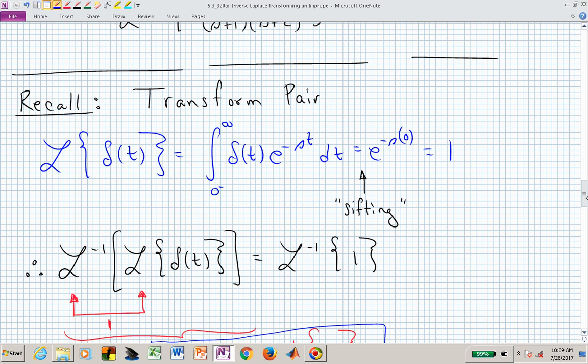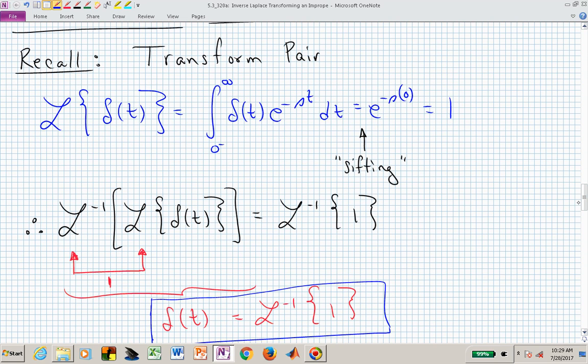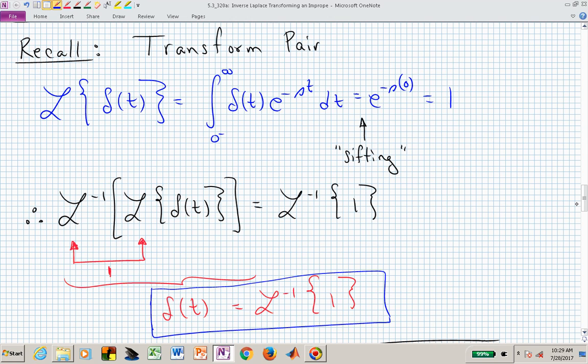Now I have the inverse Laplace transform of 1 equaling the inverse Laplace transform of the Laplace transform of the impulse. Those operations cancel, so effectively you have no operation on the impulse, and we have now derived that the inverse Laplace transform of 1, or a constant, is the impulse. Meaning anytime you have a constant in the S-domain expression, that correlates to an impulse, a quick function at, in this case, t equals 0, since there's no delay in that constant when it occurs.